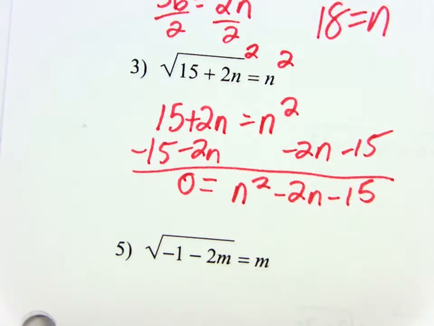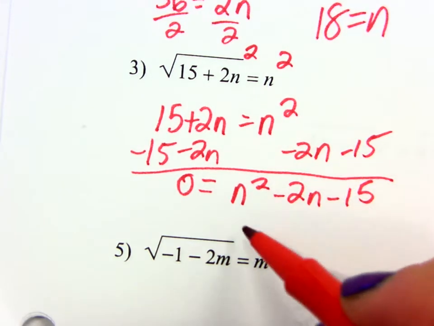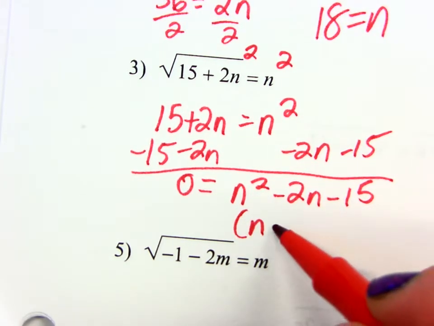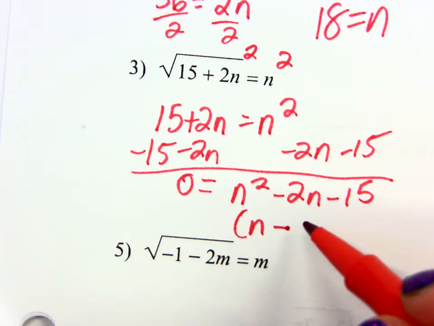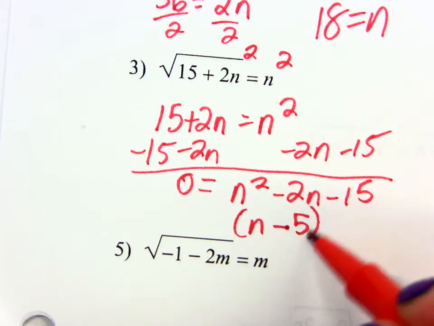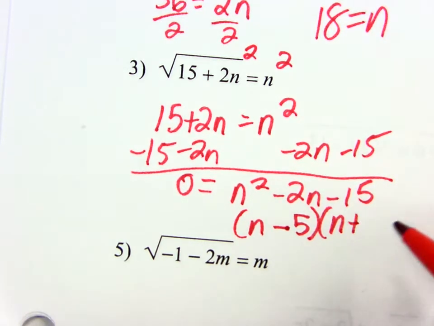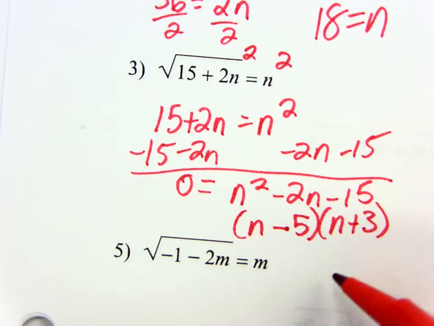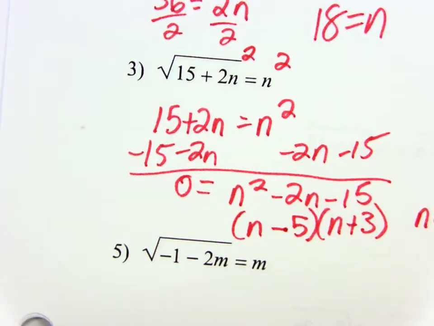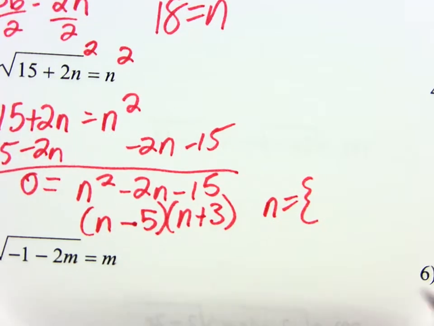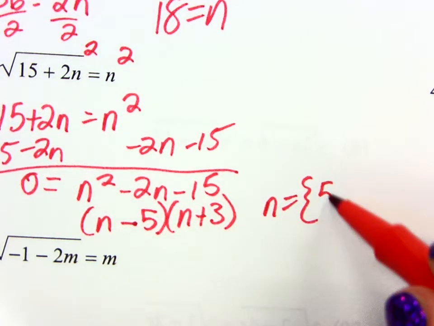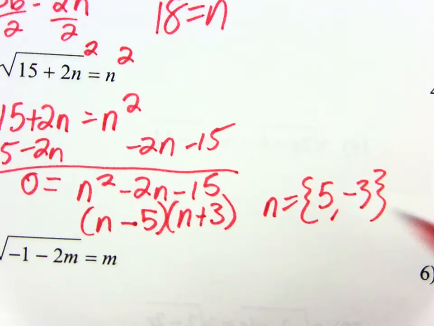And now I'll go ahead and look for those factors. Factors of negative 15 that add to be negative 2 are... other way around, I think. A minus 5 and a plus 3. So then my answers are positive 5, negative 3.